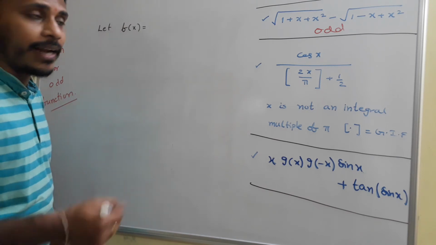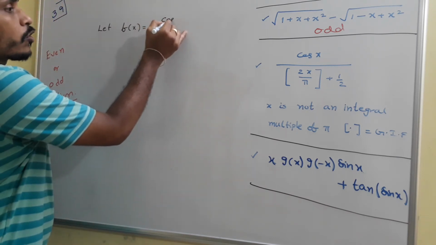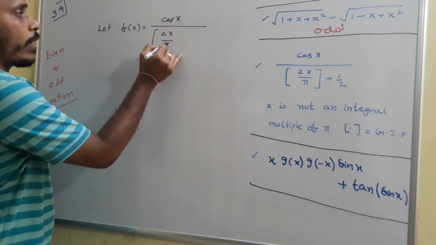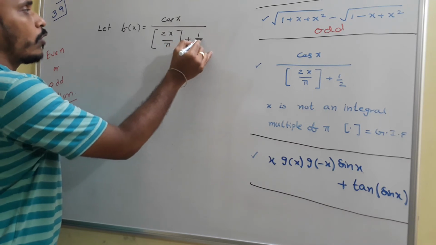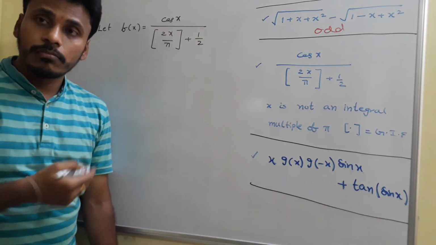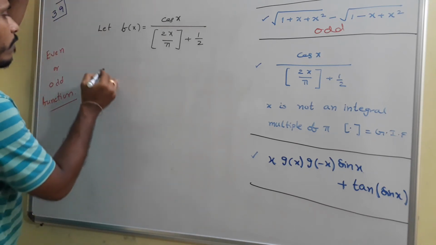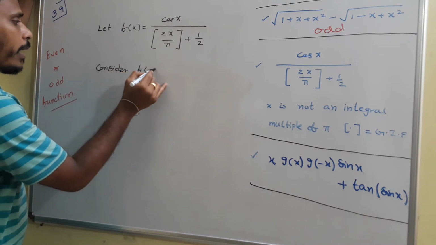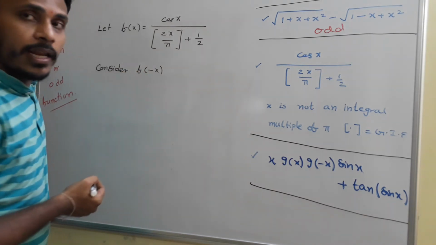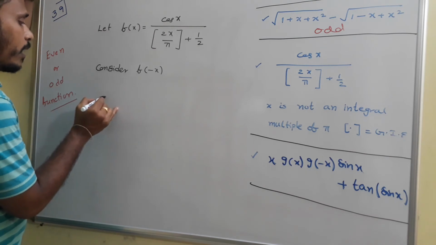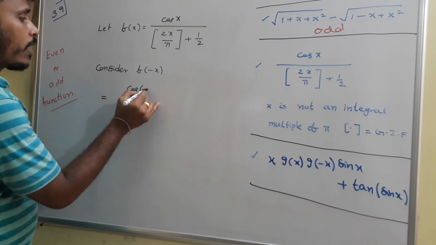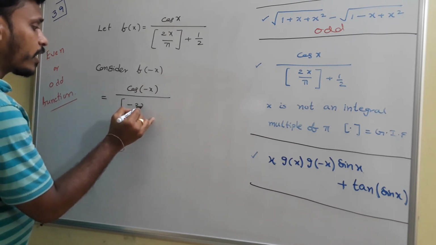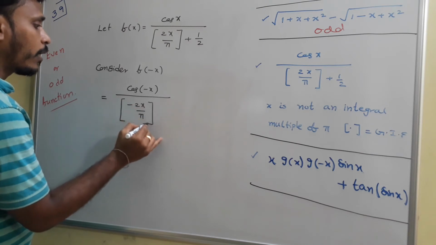To solve this, initially let the given function be f of x. So f of x is equal to cos x divided by step of 2x by pi plus 1 by 2. Okay. Then we need to check whether it is even or odd. For that, you need to start with f of minus x. Consider f of minus x. When you start with f of minus x, our task is to replace x with minus x. So this is equal to cos of minus x divided by step of minus 2x by pi plus 1 by 2.